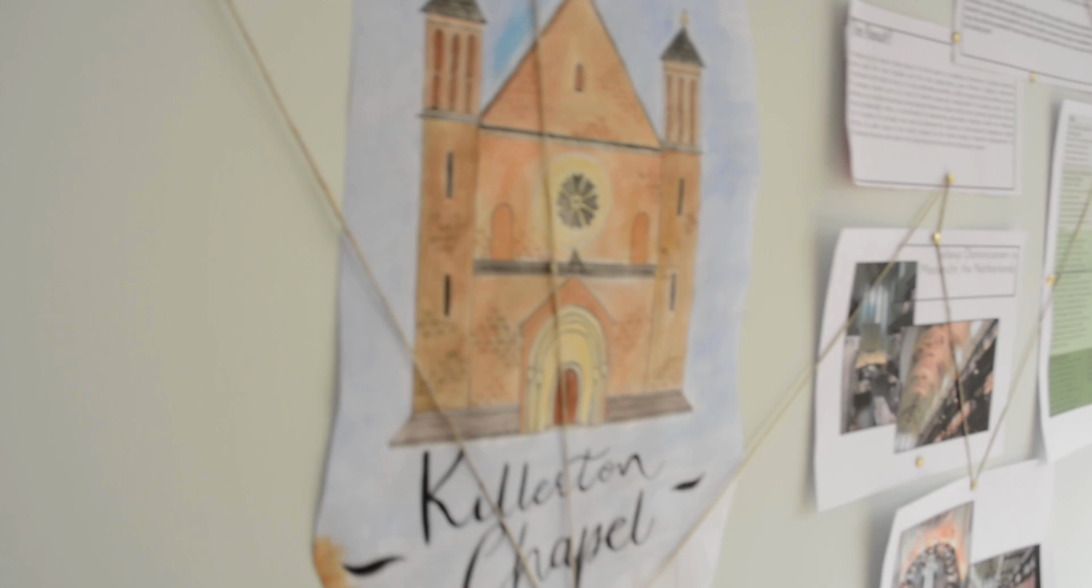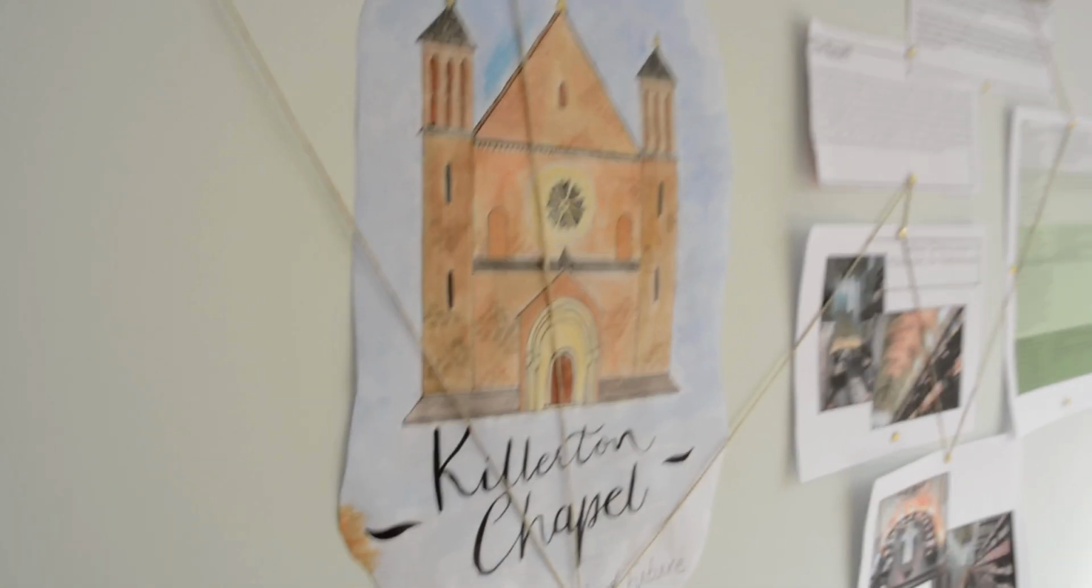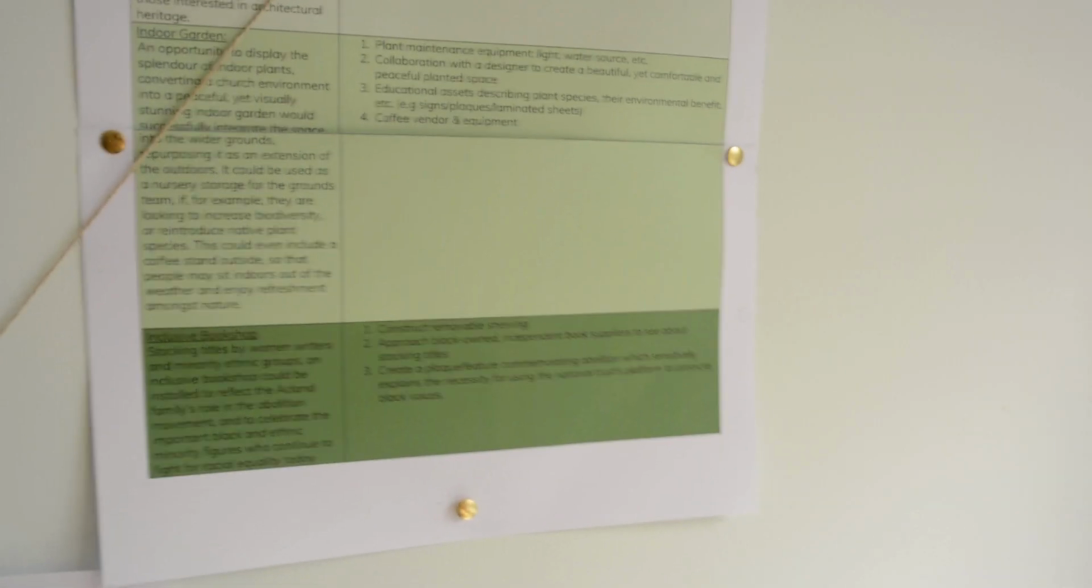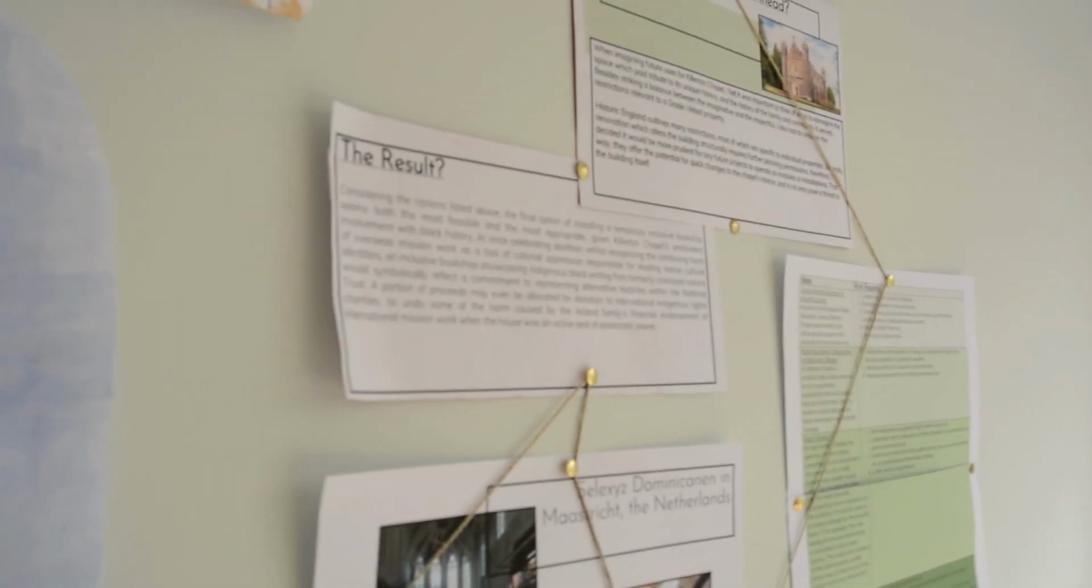Obviously, in order to adapt this for Killerton Chapel, you'd have to be really careful that all bookshelves constructed were removable. I've written over here in the work required section: construct removable shelving, then approach black-owned independent book suppliers to see about stocking titles, and then create a plaque or a feature commemorating abolition which sensitively explains the necessity for using the National Trust's platform to promote black voices. So that's what I came up with as the best idea.